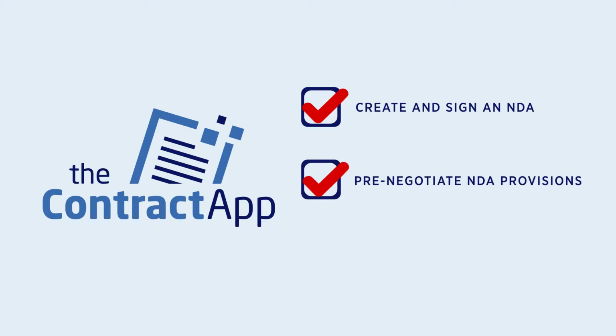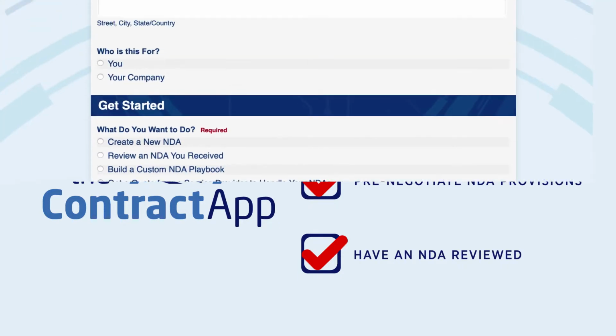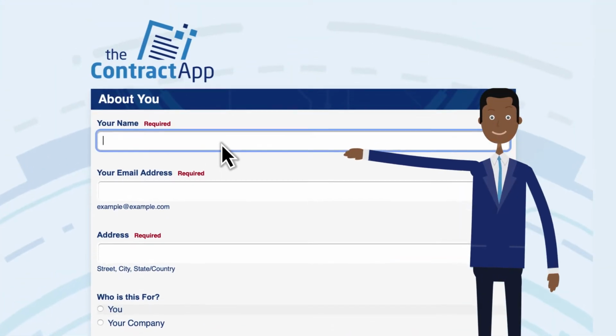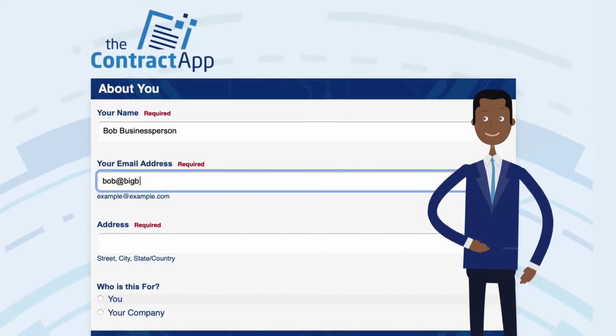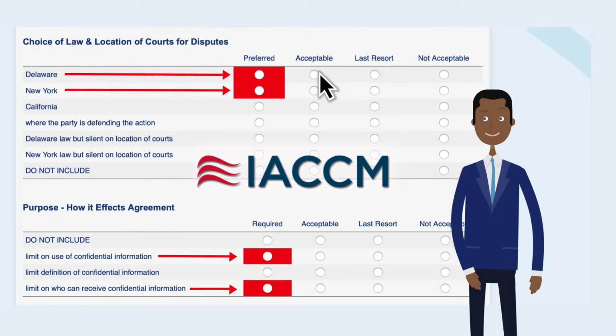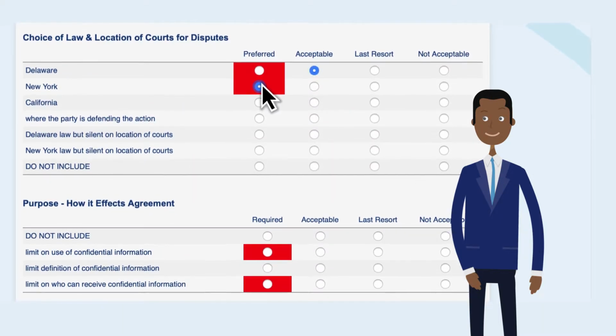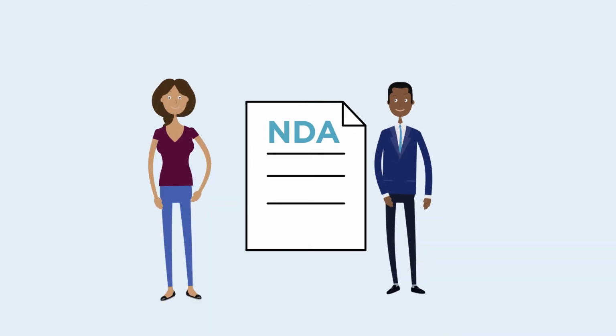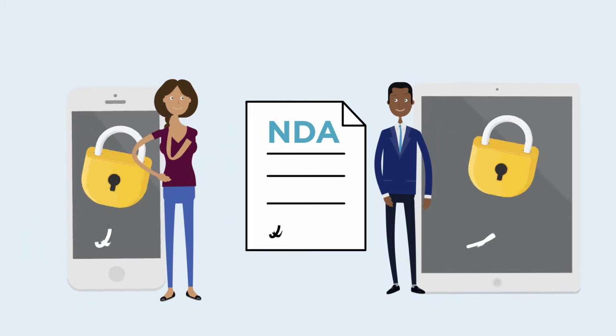Pre-negotiate NDA provisions, or get an AI-assisted human review of an NDA. If no negotiations are expected, the Contract app can automate everything by creating an NDA with just a few clicks. Your NDA can be based on industry-standard contracting principles, or you can customize it to your needs. Then, sign it quickly and securely through an integrated e-signature tool.